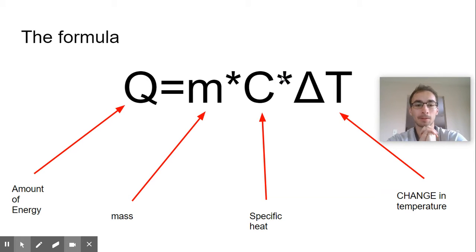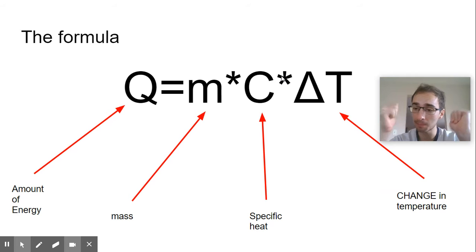So just a reminder, here is the formula. Q, since E was already taken, stands for heat energy or amount of energy, and it's usually in joules, sometimes in calories. And energy is equal to M, mass, times specific heat, or C, times delta T. Remember, specific heat is how much energy it takes a material to heat up by 1 degree. And then delta T is the change in temperature.